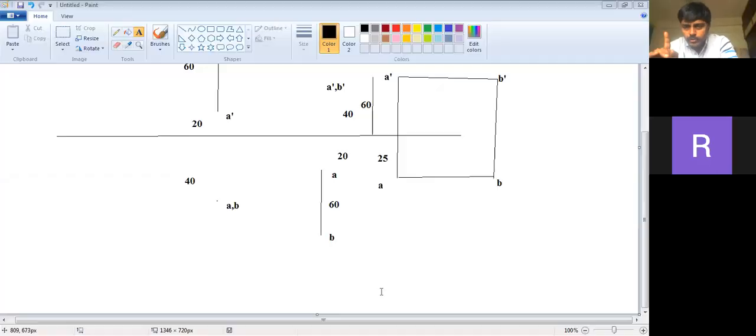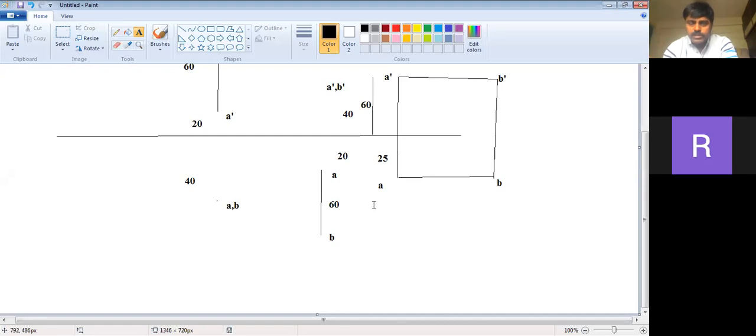How to draw? If I observe it carefully, it is 20 mm above HP and 40 mm in front of VP. So I'm going to draw. First, what I told you, I requested you to take only the A dash point first. Next we'll go for the B dash point. First I'll consider only A dash. They are saying 20 mm above HP, 40 mm in front of VP.